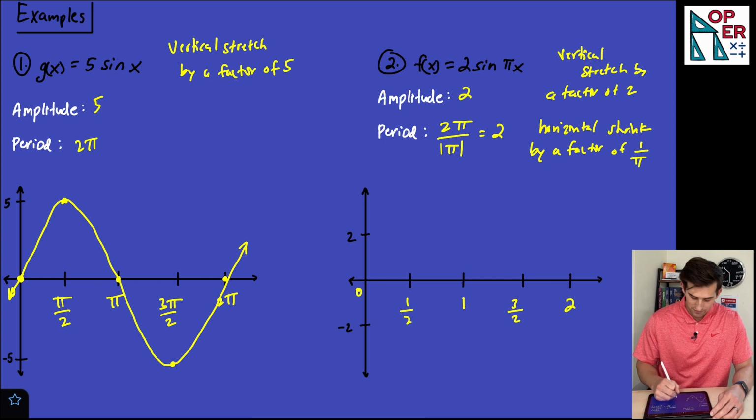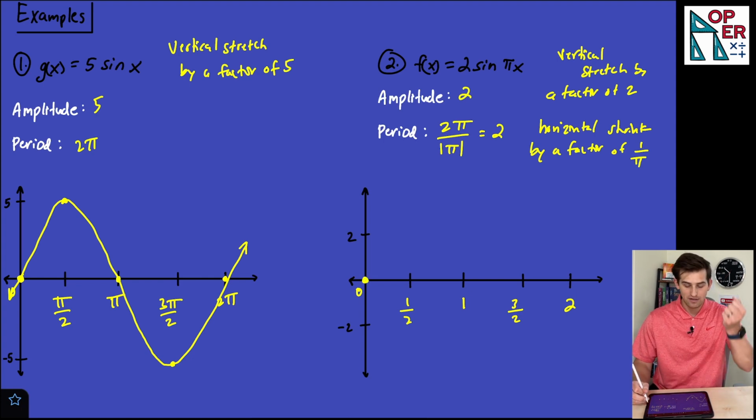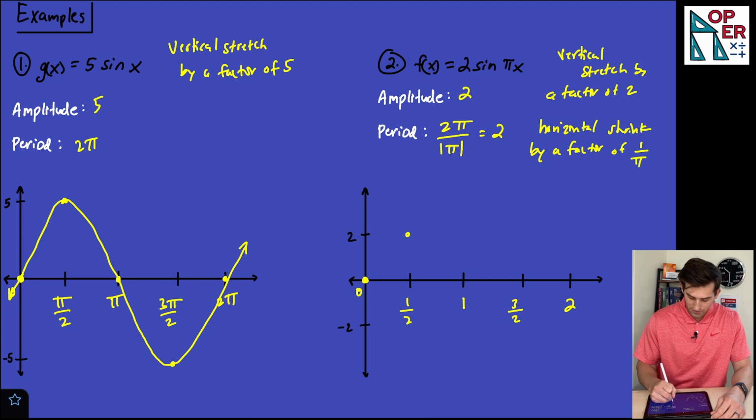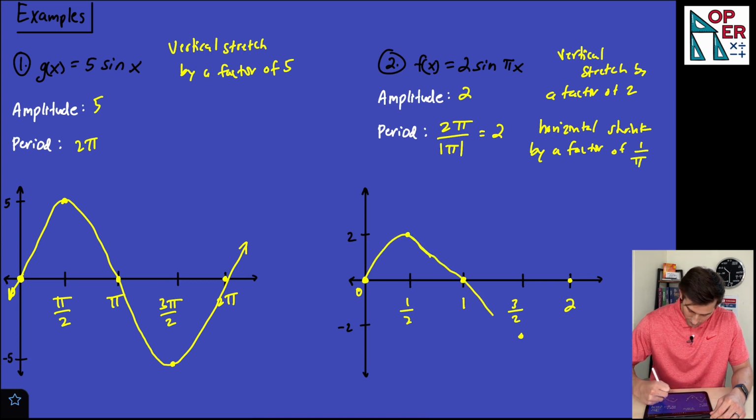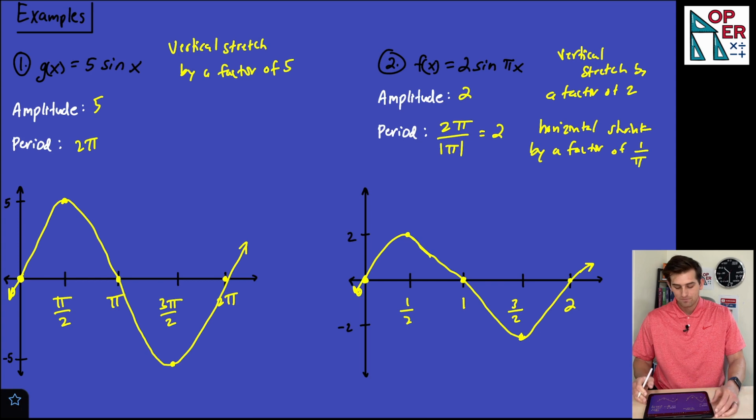Now, once again, our graph's going to go through our origin. And we're going to have that same pattern. So 0, a, so at 1/2 we're going to go up to 2, back to 0 at 1, down to negative a at 3/2, and then back to 0 at 2. So now we can make our graph. So we're going up like this to a, down through 0, through negative a, and then back up through 0. Okay, so that's a little bit about how to graph a sine function.